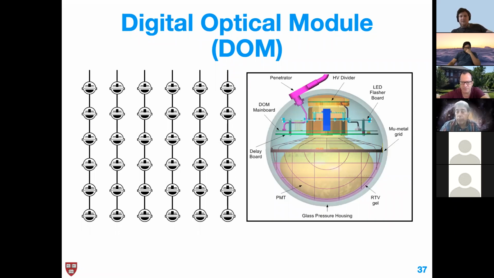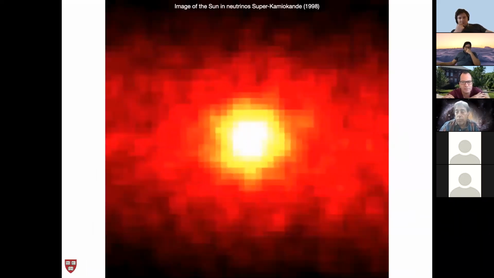Yeah, near the start of the talk, you showed an image of the sun from Kamiokande, and I noticed the shadow. Yeah, this one. At the core, it's circular, but the outside shadow is not circular. Why is that?